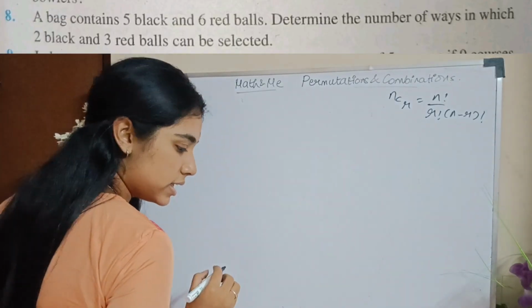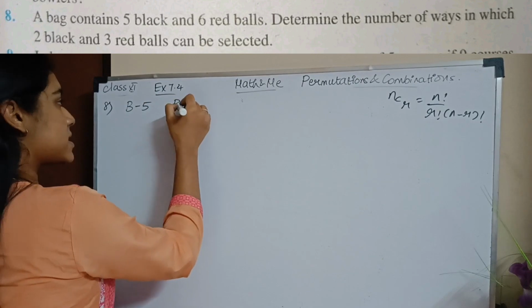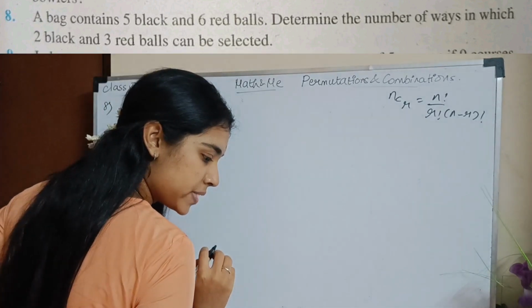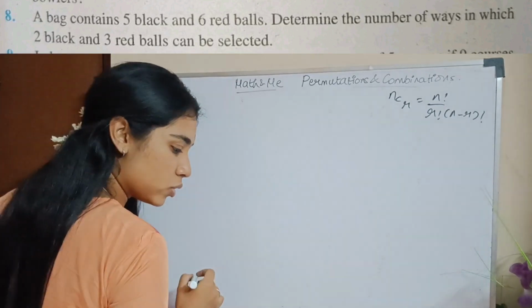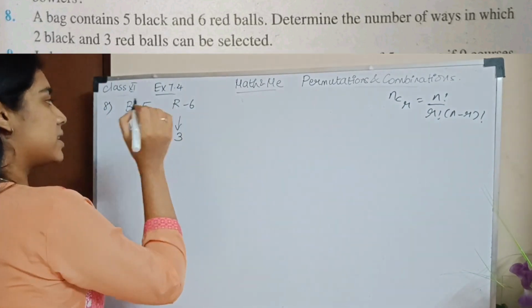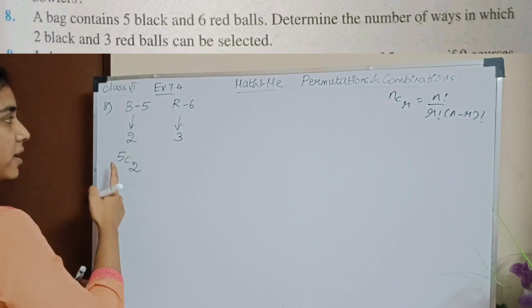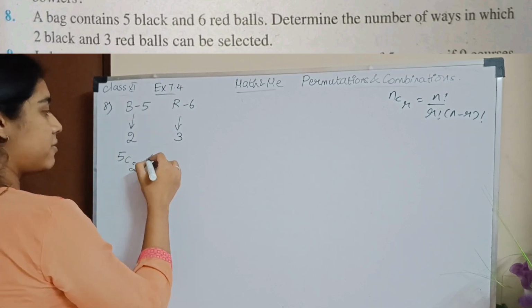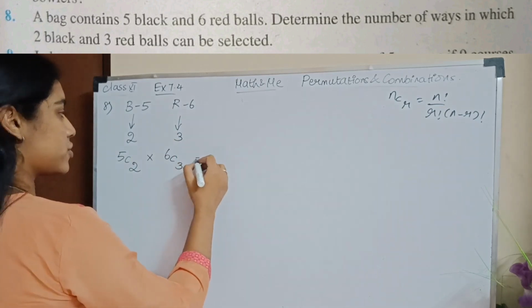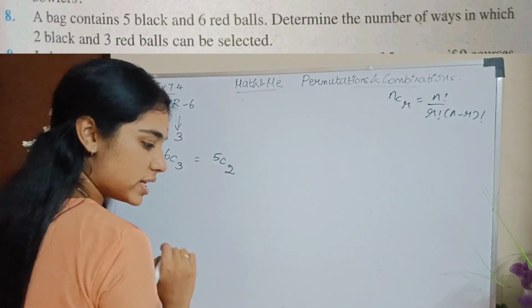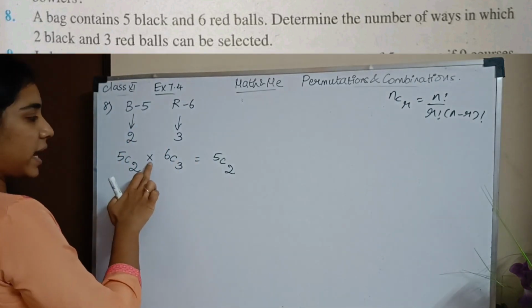Question number 8. A bag contains 5 black balls and 6 red balls. Determine the number of ways in which 2 black balls and 3 red balls can be selected. So how can I choose? 5 choose 2, choosing 2 black from the 5 balls that I have, and choosing 3 balls from the 6 red balls that I have. So it will be 5C2 and 6C3. It is an AND: 2 black and 3 red.